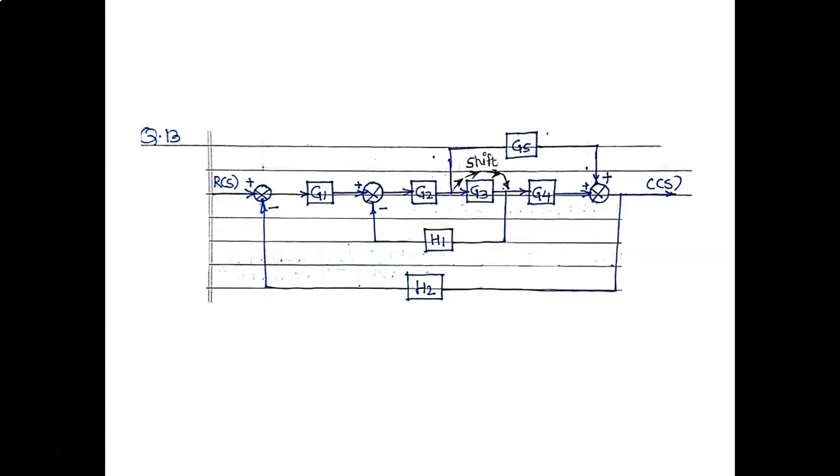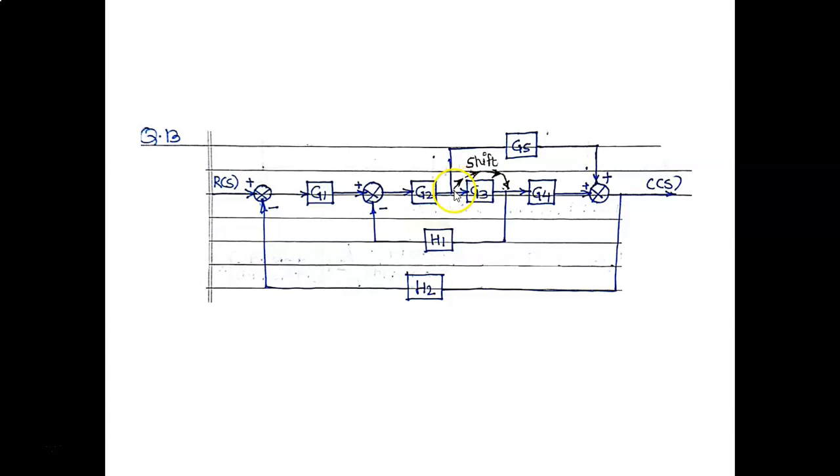Welcome. Today we will see another problems of block diagram reduction. Now draw the diagram. This diagram consists of three summing points 1, 2, 3, blocks G1, G2, G3, G4, G5, H1 and H2 are feedback elements. Again we have to apply the 8 rules of block diagram reduction to solve these problems.